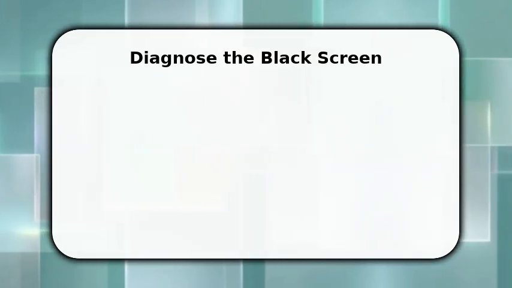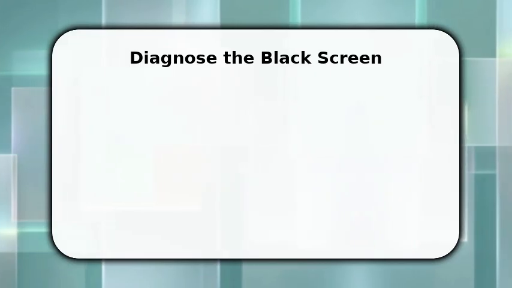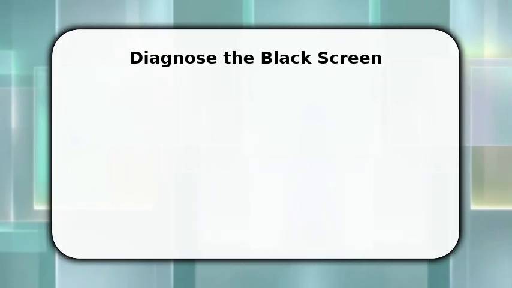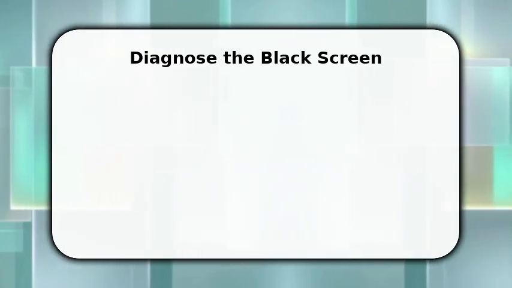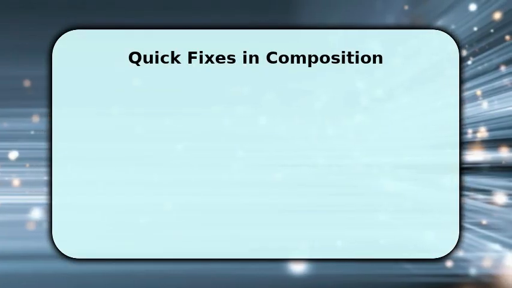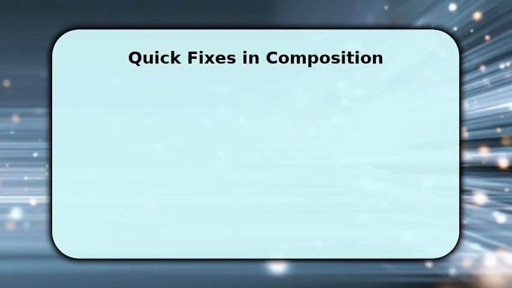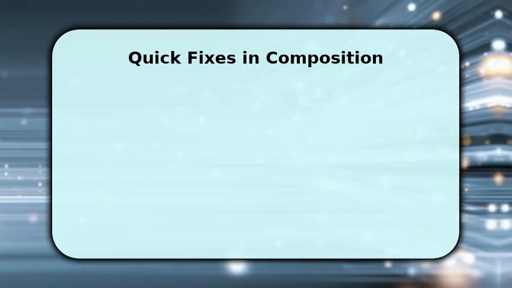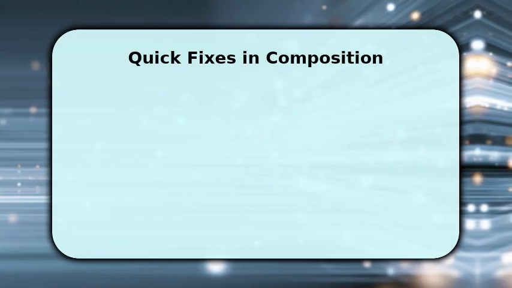Check composition resolution, frame rate, and color depth match the source footage's properties. Look for disabled switches like shy or guide layers hiding content from render. Try precomposing problematic layers and enable continuously rasterize if applicable. Set layer opacity explicitly to 100% and confirm transfer mode is normal.